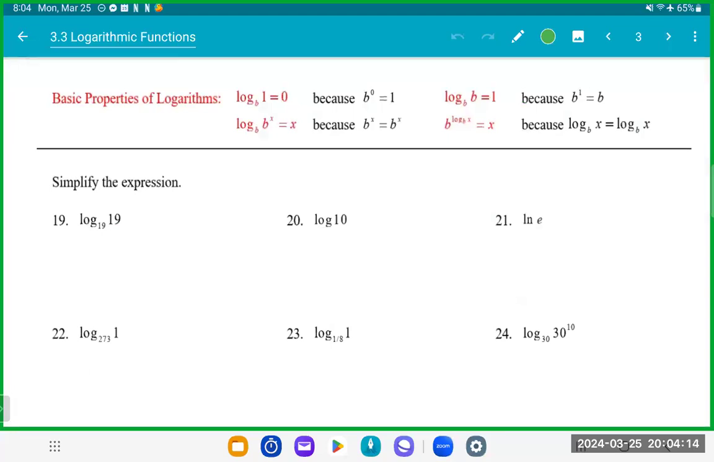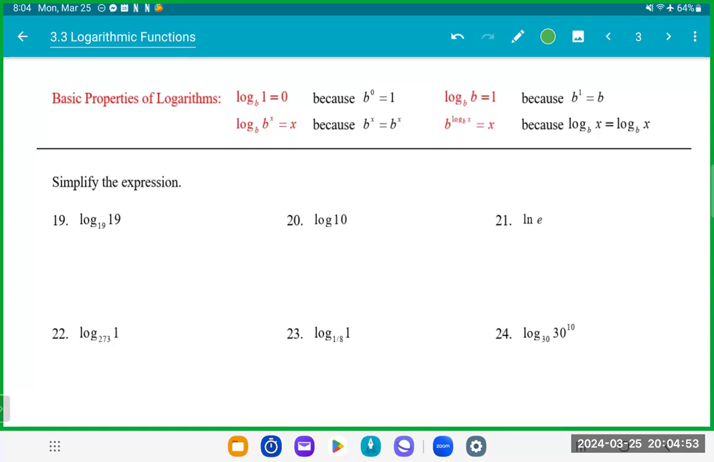Okay, so we have some properties of logarithms, just some of the basic ones. If you have log base b of 1 equal to 0, that is because b to the 0 is equal to 1, right? So these are all those things that we were translating with earlier. And if you have log base b of b to the x, that is equal to x, because b to the x equals b to the x. Okay. So let's look at some examples here.